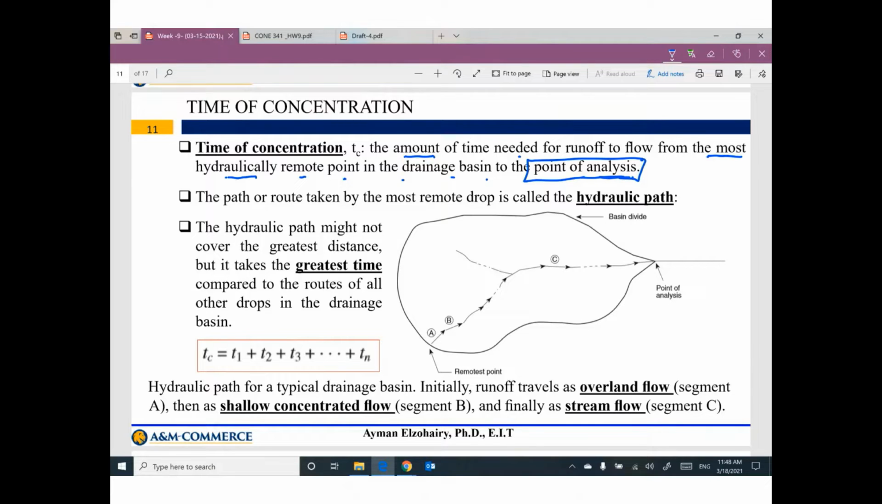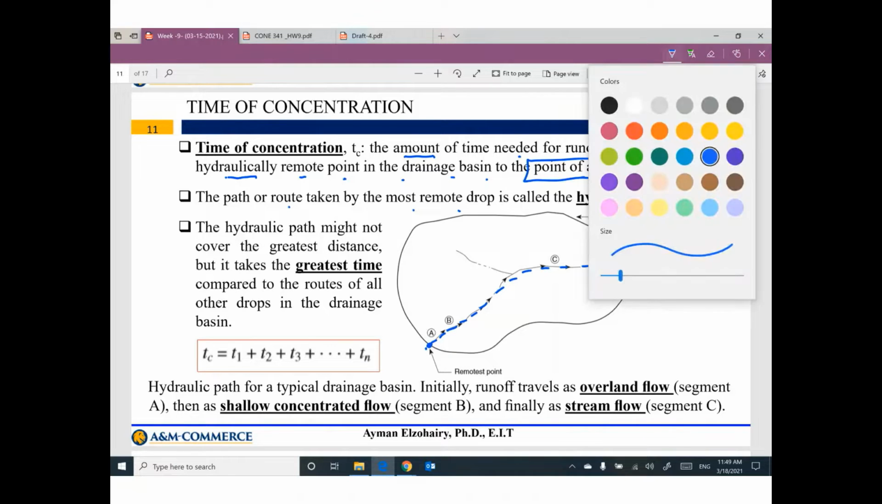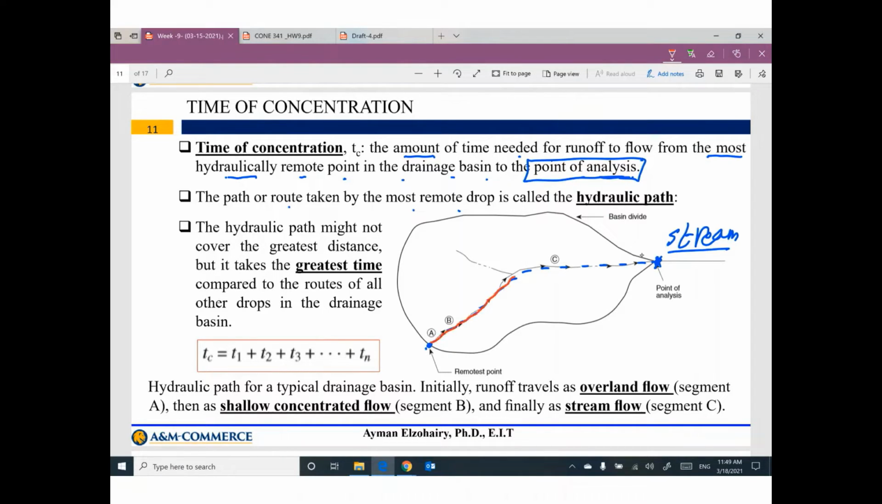So, for example, we have a point here. This is the farthest point, or this drop of water will need the longest time to reach the stream, or the point of analysis, which is the start point of the stream. The path or route taken by the most remote drop is called the hydraulic path. So this way or this line of pathing will be called the hydraulic path.